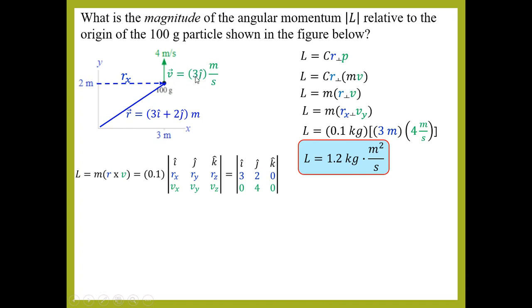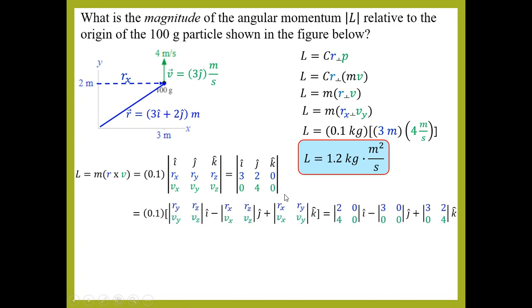So there's no i value here. So for Vx, we just put a 0. Vy, we put a 4. And then for k, we put a 0 because it's not tilted. Okay. Other than that, we just do the cross product. So I carry the 0.1 down in the front of all the work there.